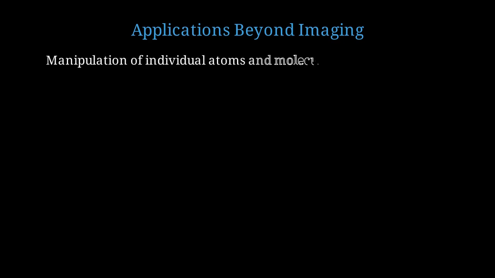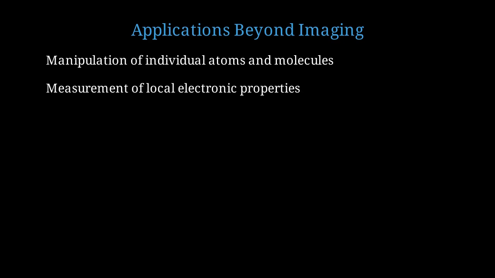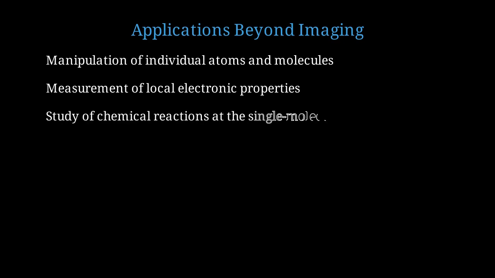The STM has enabled numerous applications beyond simple imaging. Researchers can use the STM tip to deliberately move individual atoms and molecules, creating artificial nanostructures atom by atom. This has led to quantum corrals and molecular devices. Scanning tunneling spectroscopy allows measurement of local band structure, superconducting gaps, and magnetic properties with atomic resolution. The STM can image chemical reactions happening on surfaces in real time, providing unprecedented insight into catalysis and surface chemistry.